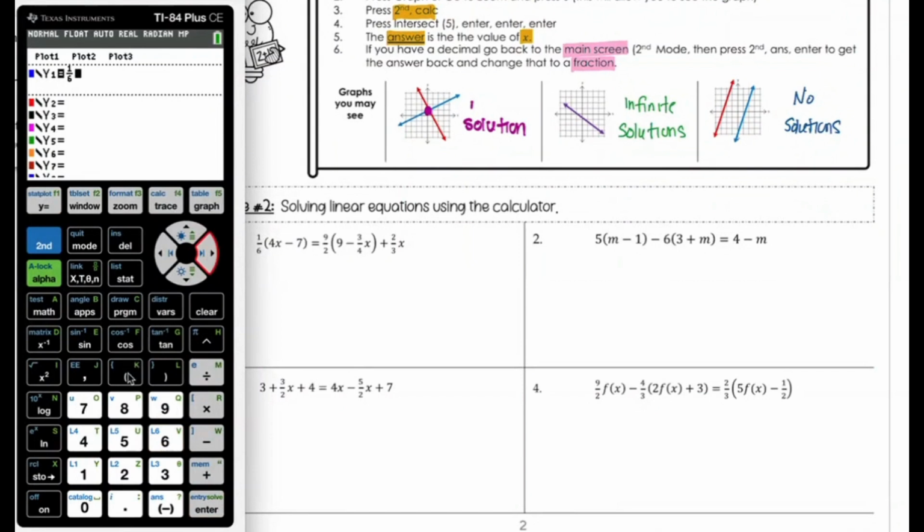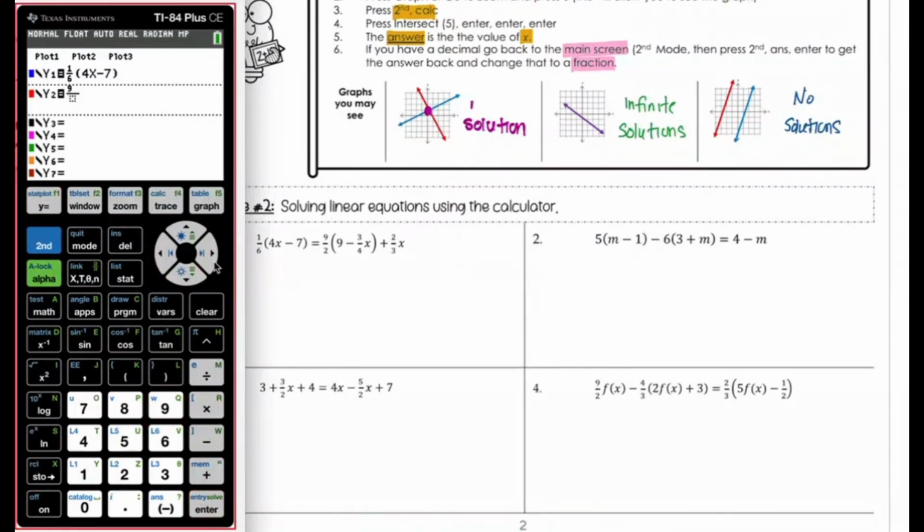I have a parenthesis. I have a 4x. Here's my x next to alpha. Minus 7. Close the parenthesis. So all of this left side is our expression number 1. Go down to y2. We're going to input 9/2. So again, alpha y equals. That lets me input a fraction, 9/2.